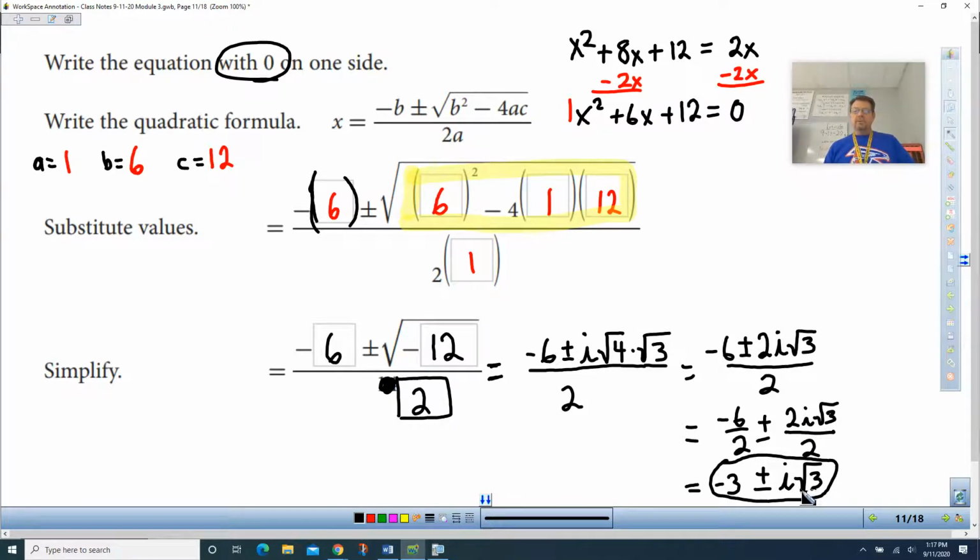Now, one thing I do want to mention, what if that had been a positive 12? Well, the only thing that would have changed is that you wouldn't have had an i on the final answer. Everything else would have been the same. So don't let negative square roots mess with you. Just basically do them like you would normally do. You just got an i right there for imaginary number.